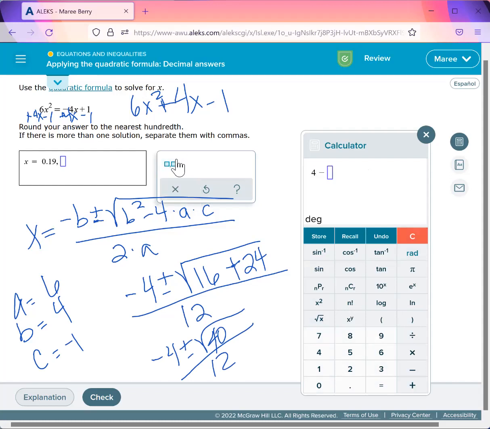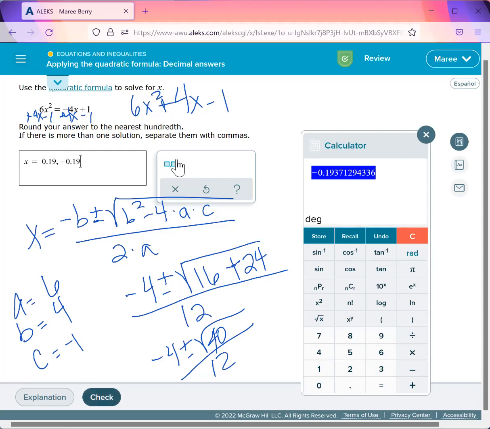Negative 4 minus the square root of 40. Get our answer and divide by 12. This will be a negative 0.19. Oops, it's not. There we go. Negative 0.19.